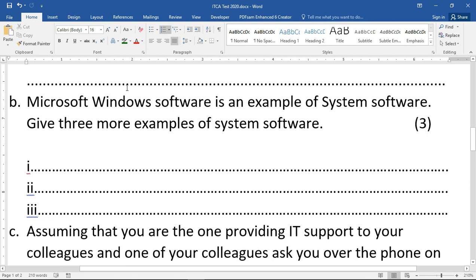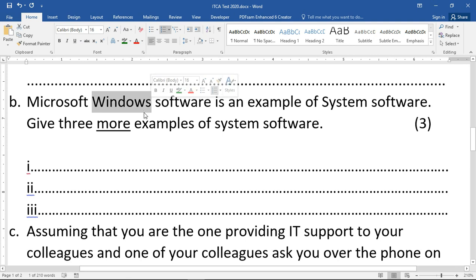Now here's another question. Microsoft Windows software is an example of system software. You need to know what a system software is. Give three more examples of system software. I think this needs to be underlined. Right, we have been given this as an example.